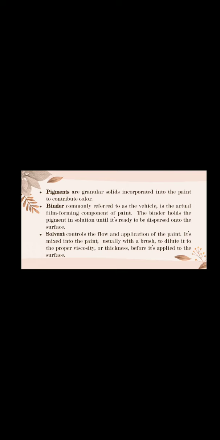Lastly is the solvent. Solvent controls the flow and application of the paints. It mixes into the paint, usually with a brush, to dilute it to the proper viscosity or thickness before it's applied to the surface. Okay. Mix a pigment in a binder and you get a thick gloopy substance that's difficult to spread.